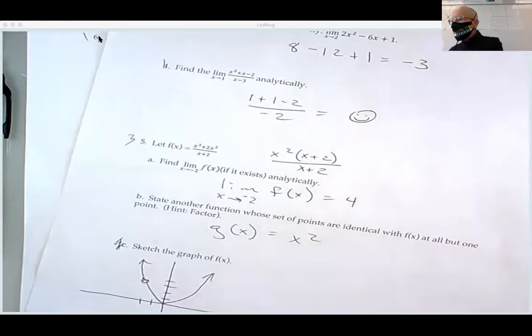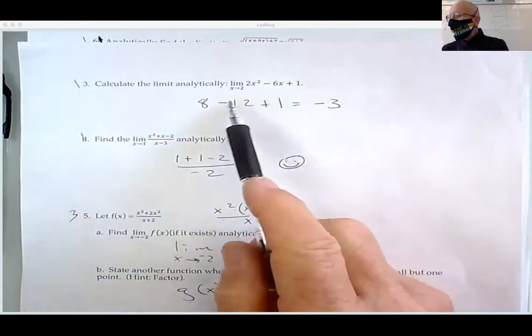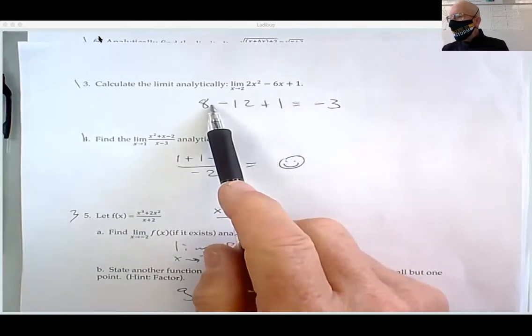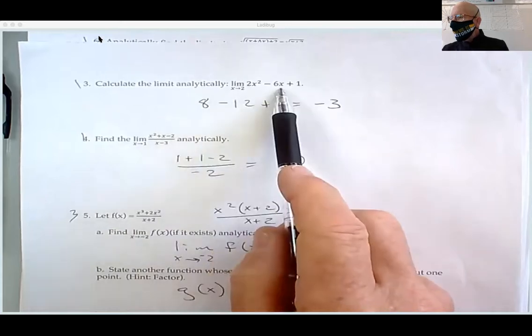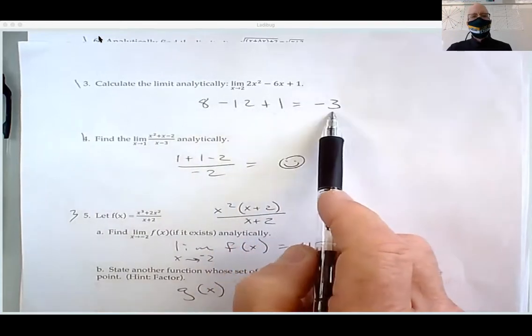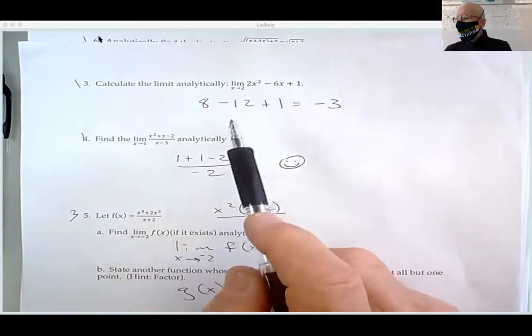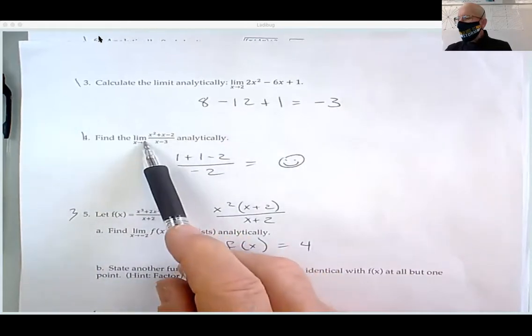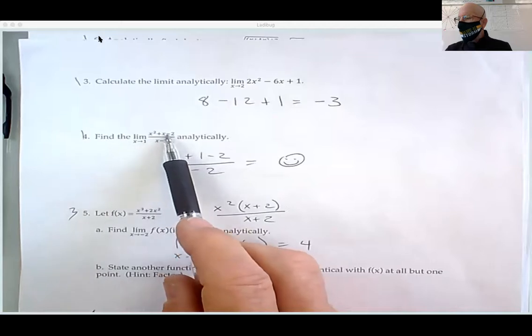The next page, this was worth 1 point. I could just strictly substitute. So I put 2 into here and got 8. Put 2 into here, got -12, plus 1, and I came up with a -3. Analytically, again, I can plug in 1 here, and I got a -2 on the bottom, and 1 plus 1 minus 2 was 0.